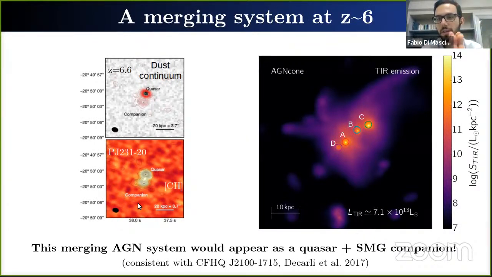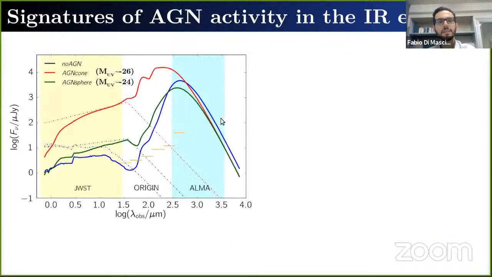But the main point that I want to make here is the fact that it is possible to have AGN that are completely dust obscured, and they would only be revealed as a submillimeter galaxy companion. So, can we actually detect them? In order to do so, we consider the spectral energy distribution, and in particular, I'm showing here the spectral energy distribution for 3 of the runs performed in the suite that we were analyzing. The first run is a control run in which AGN radiation is not included, and it corresponds to the blue line.